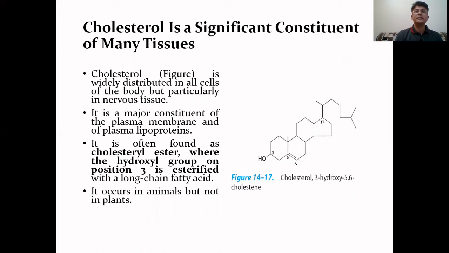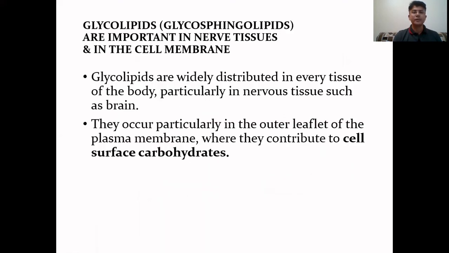So cholesterol is a significant constituent of many tissues. It is widely distributed in all cells of the body, but particularly in nervous tissue. It is a major constituent of the plasma membrane and of plasma lipoproteins. It is often found as cholesterol ester, wherein the hydroxyl group on position 3 is esterified with a long chain fatty acid. It occurs in animals but not in plants.